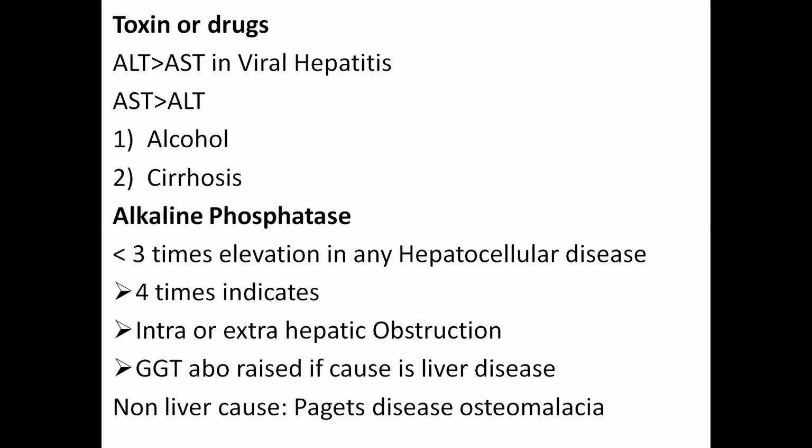Now the question is how to differentiate whether this alkaline phosphatase is due to liver disease or an extrahepatic cause, for example, from the bone or any other. Then we advise GGT, gamma glutamyl transpeptidase. If that is increased along with alkaline phosphatase, that means the source of this alkaline phosphatase is the liver. And if the source is extrahepatic, for example, bone or placenta, then GGT will not be raised.